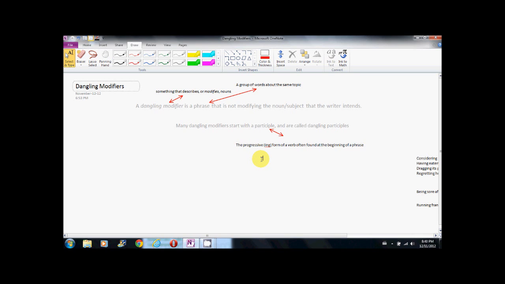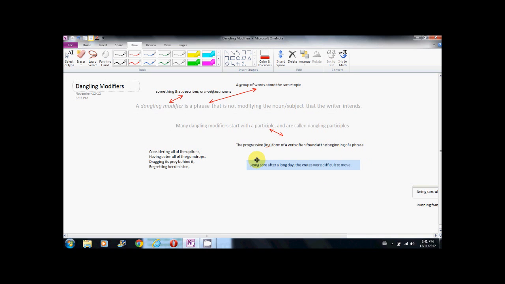So let's take a look at some examples of participle phrases, so we can have a better understanding of what we're dealing with. So here are some examples. We have the ing form of a verb, so these are all participles at the beginning of these phrases. And again, because in each example here, these words are about the same topic, they all have to do with the same thing, considering all of the options or regretting her decision. These are all examples of participle phrases. And the thing with a participle phrase is that it can become what's called a dangling modifier if it doesn't describe or modify the noun or subject that we intend.